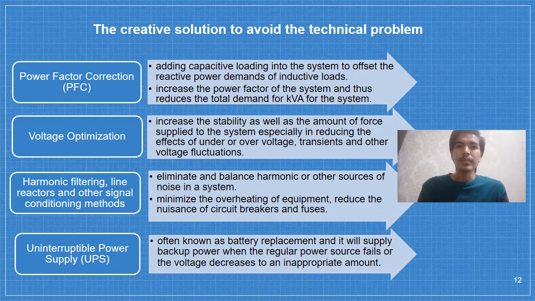Often known as battery backup, it will supply big backup power when the regular power source fails or the voltage decreases to an inappropriate amount. Other than that, it can also help to avoid issues with power supply that can frequently arise at production plants, such as instantaneous voltage drop and power failure.